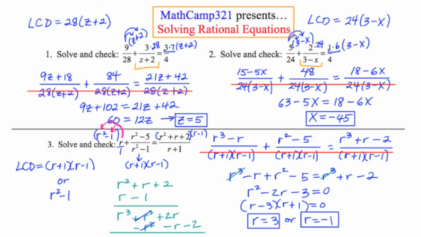But if I do a quick check, I notice that if I were to plug negative 1 in here, I'm going to get a situation that's undefined. Now plugging in 3 is fine, but the negative 1 is bad. So I'm going to put an x through this, and I'm going to reject it because it's extraneous. And our only solution is r equals 3.